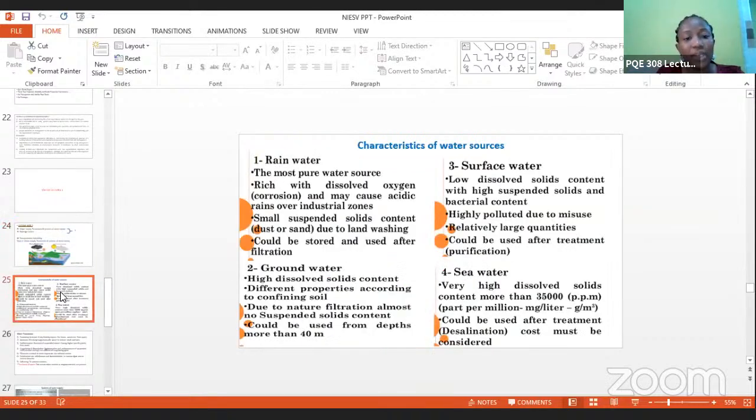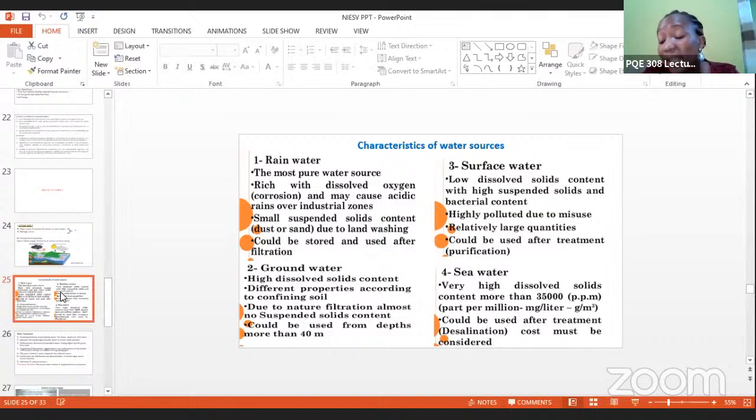Now, we have different water sources. We have the rainwater, we have the groundwater, we have the surface water, and we have the sea water. Rainwater is rainwater. We all know what rainwater is, and we believe it is the most pure water source. Now, for our groundwater, examples are wells and springs. Those are groundwater, and these are the properties of groundwater: high dissolved solid contents, different properties according to the confining soil.